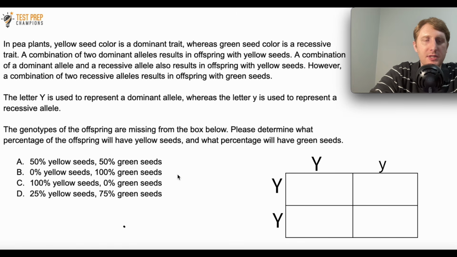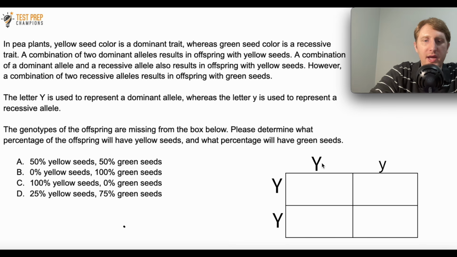In pea plants, yellow seed color is a dominant trait, whereas green seed color is a recessive trait. A combination of two dominant alleles results in offspring with yellow seeds. A combination of a dominant allele and a recessive allele also results in offspring with yellow seeds. However, a combination of two recessive alleles results in offspring with green seeds. The letter capital Y is used to represent a dominant allele, whereas the letter lowercase y is used to represent a recessive allele. The genotypes of the offspring are missing from the box below. Please determine what percentage of the offspring will have yellow seeds and what percentage will have green seeds.